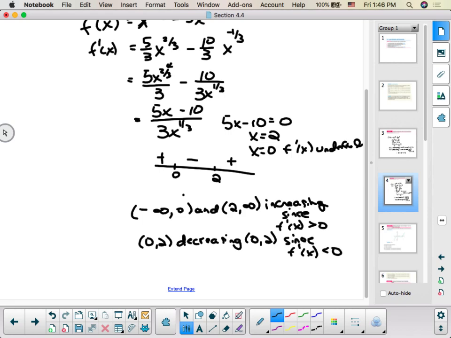That means that we have a min where we change from decreasing to increasing at x equals 2, and a max where we change from increasing to decreasing at x equals 0.